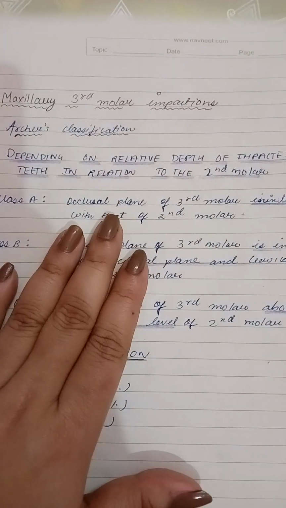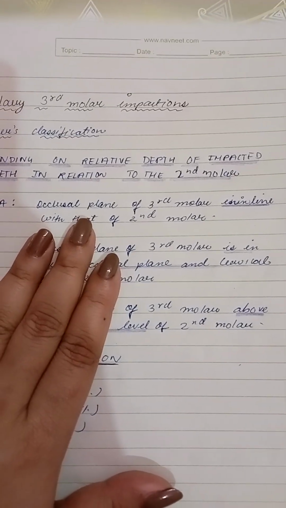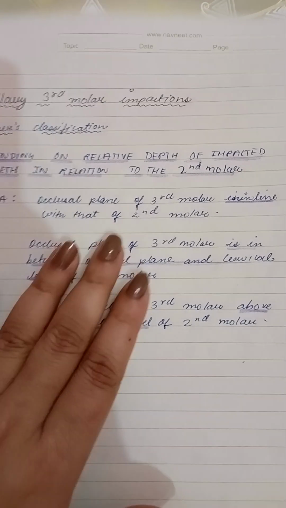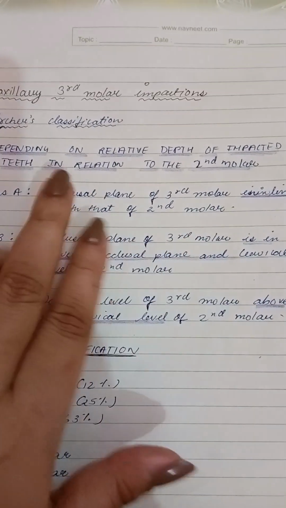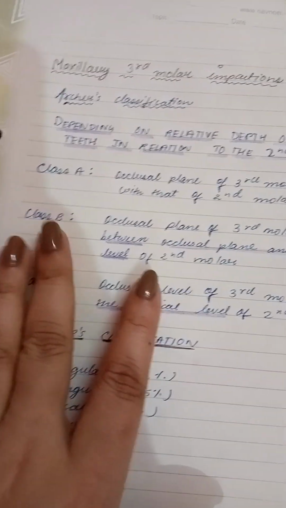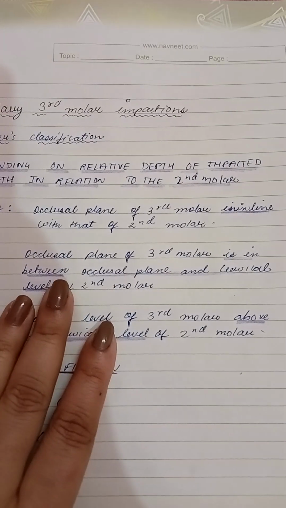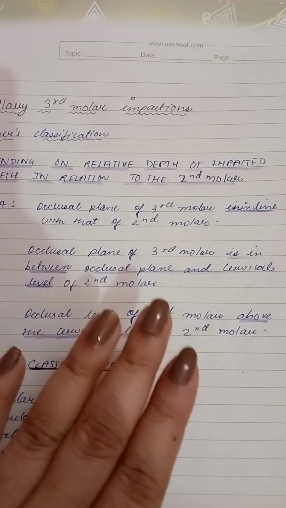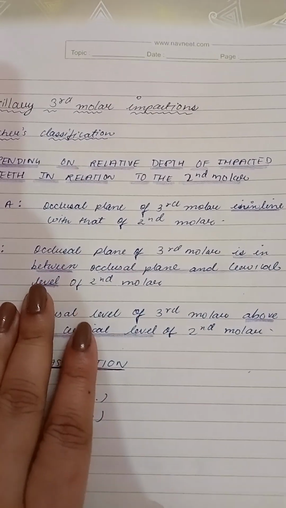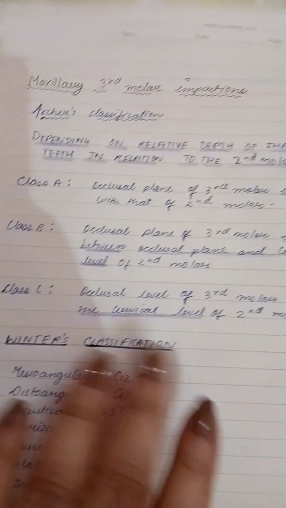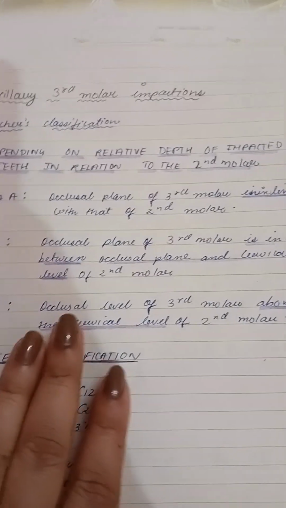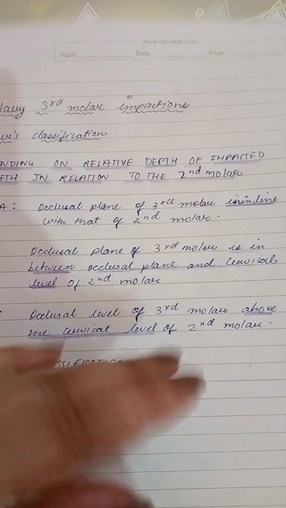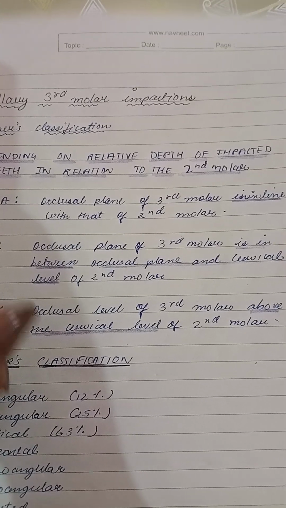Class A, the occlusal plane of the third molar is in line with that of the second molar. Okay, it has the same plane. Class B, the occlusal plane of the third molar is in between the occlusal level and the cervical level of the second molar. Now class C, the occlusal level of the third molar is above the cervical level of the second molar.